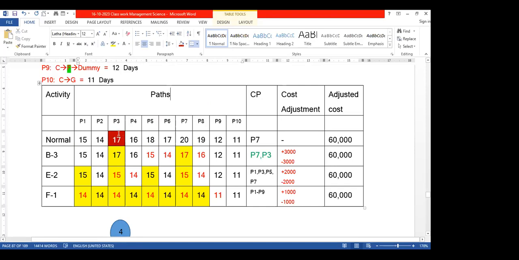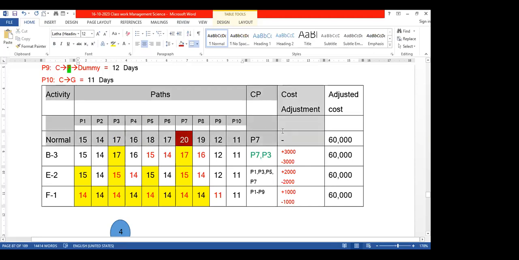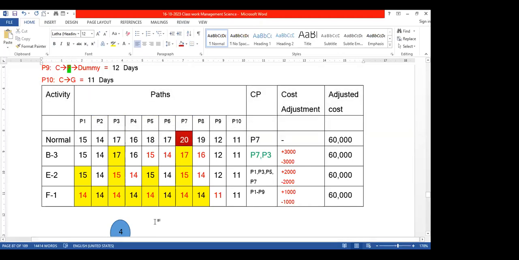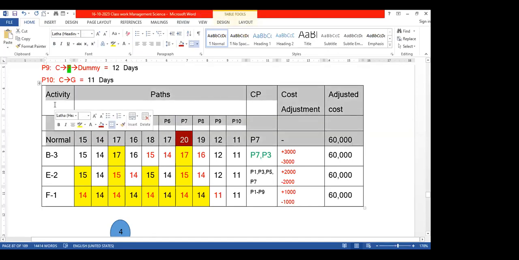The critical path is 20, P7. So all this information we got from the normal durations. Normal duration cost is also 60,000, 40 plus 20, 60,000. So carefully understand this. Up to this, no problem. You can decide it and you can put it.